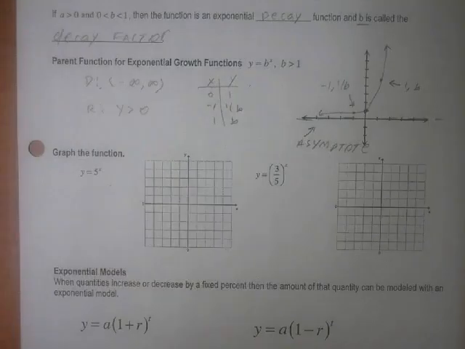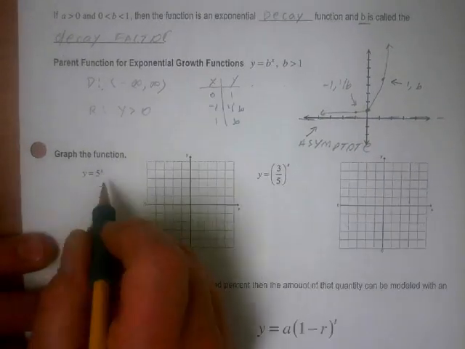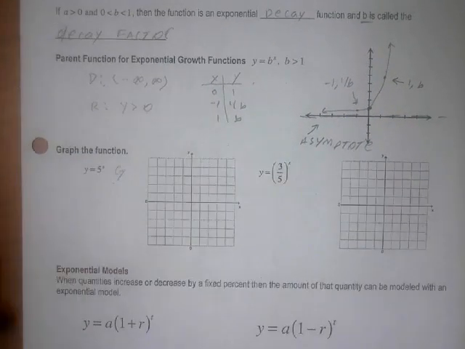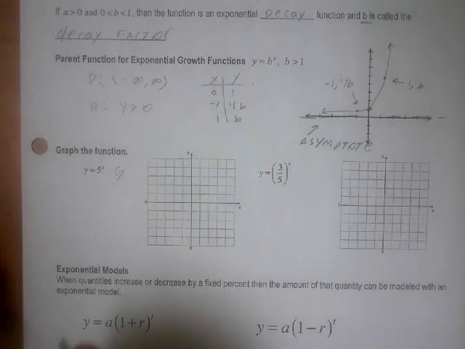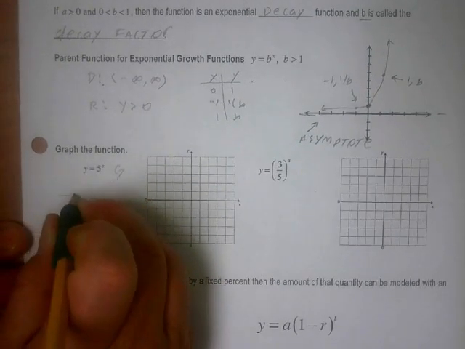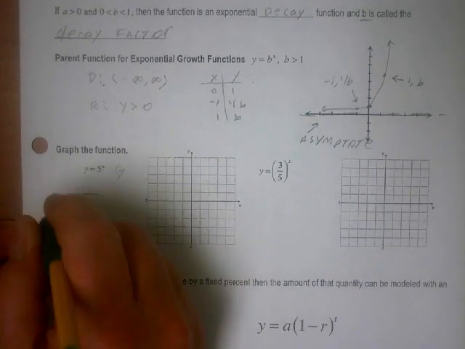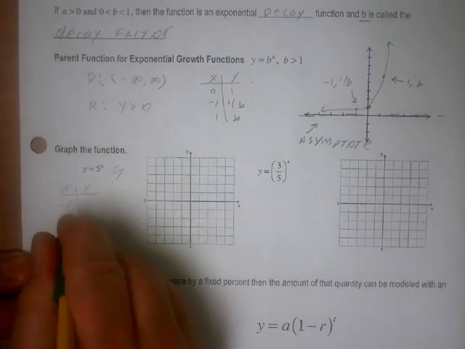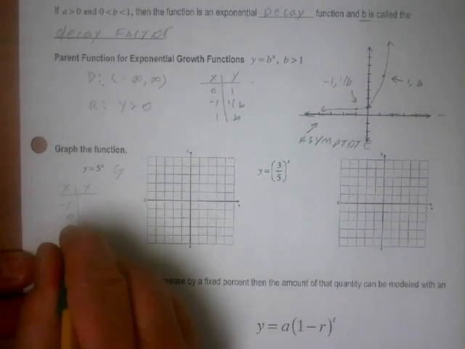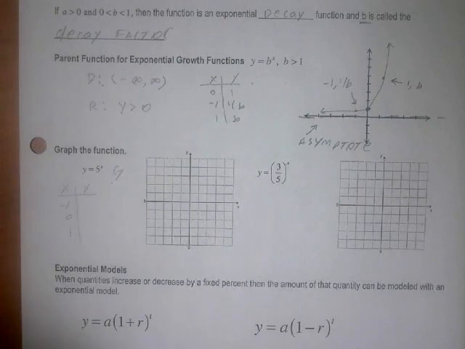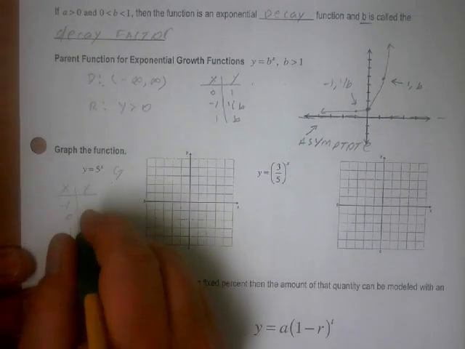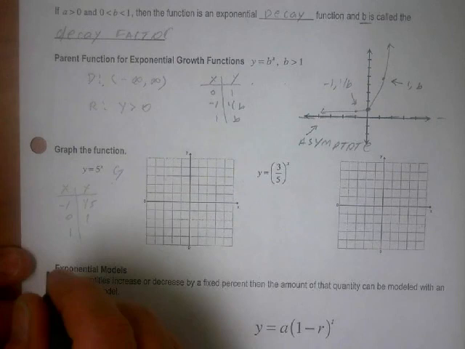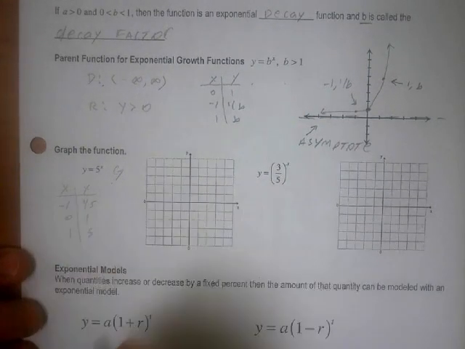Graph the function y equals 5 to the x power. 5 is greater than 1, therefore this is going to be a growth function. I want you all to get used to setting up a table. The points we're going to use for x are going to be negative 1, 0, and 1. So if I put negative 1 into here, I get 1/5. If I put 0 in, I get 1. And if I put 1 in, I get 5.